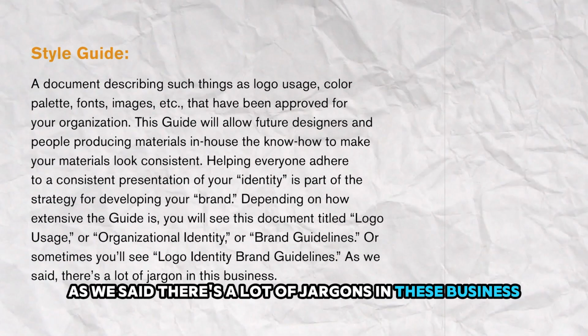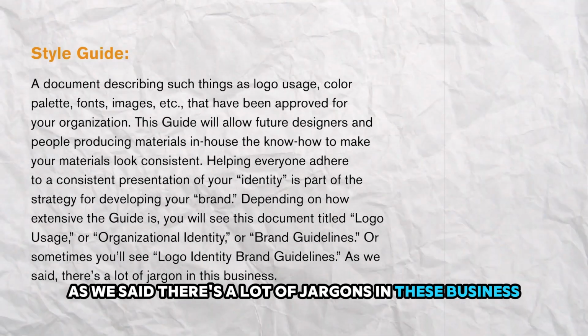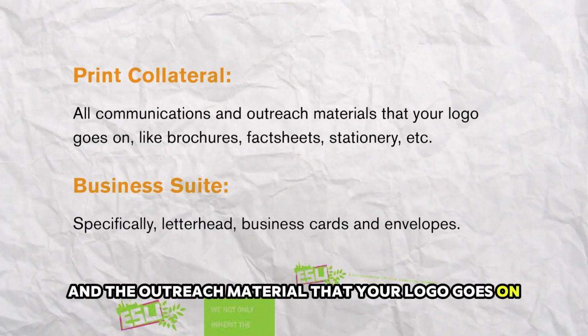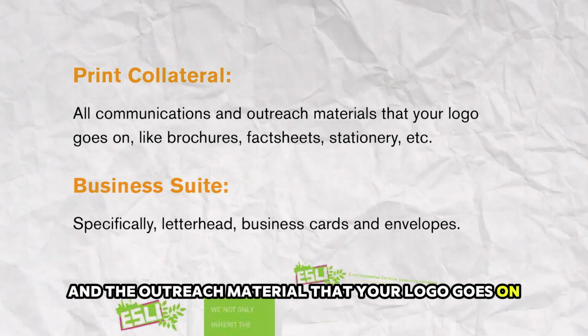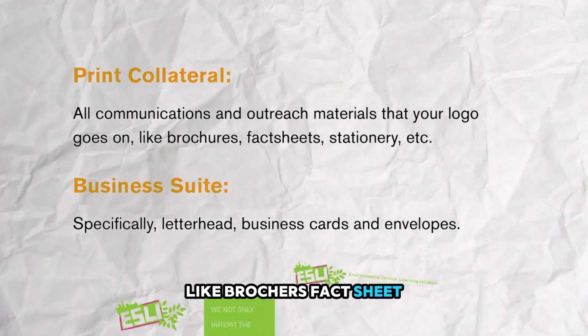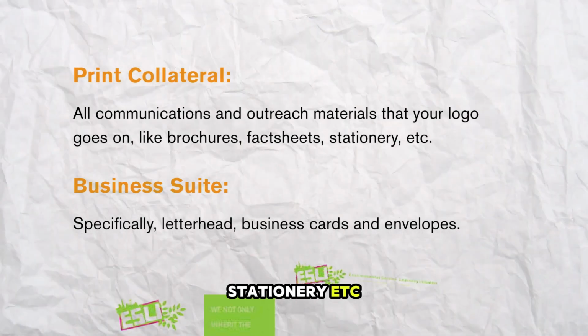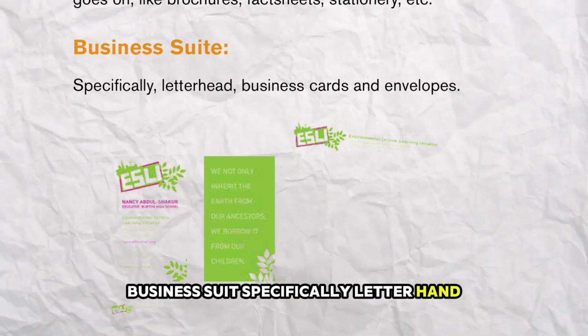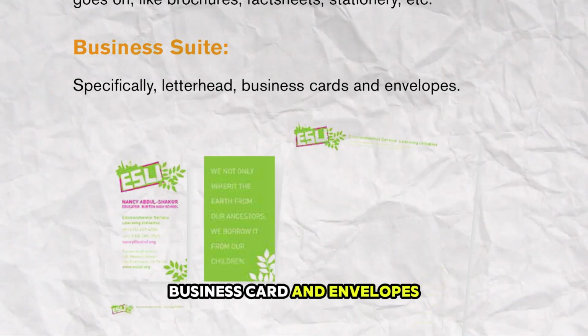As we said, there's a lot of jargon in this business. Print collateral: all communication and outreach material that your logo goes on, like brochures, fact sheets, stationery, etc. Business suite: specifically letterhead, business cards, and envelopes.